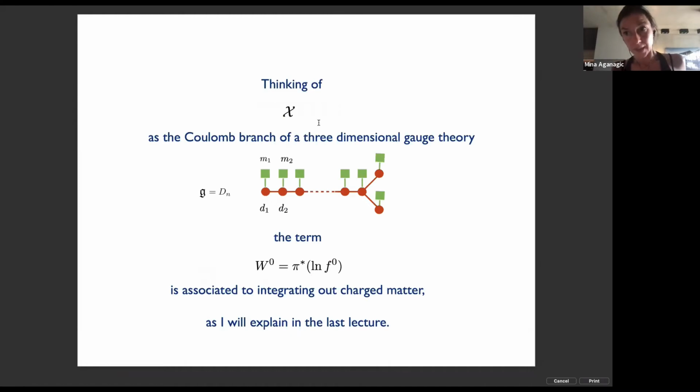Anyway, remember, there was another way to think about the big X. In addition to thinking of it as a moduli space of monopoles or a resolution of some transversal slice in the affine Grassmannian, we could think of it as a Coulomb branch of a 3D gauge theory. From that perspective, this W0 term in the potential is associated with integrating out charged matter. I will explain why this connection to the 3D gauge theories exists in the first place, and how to derive this potential from that perspective, in the last lecture.